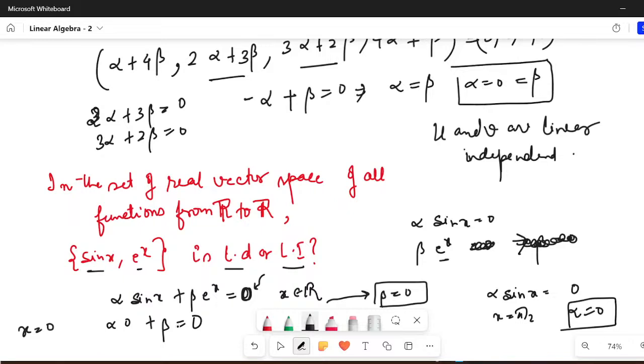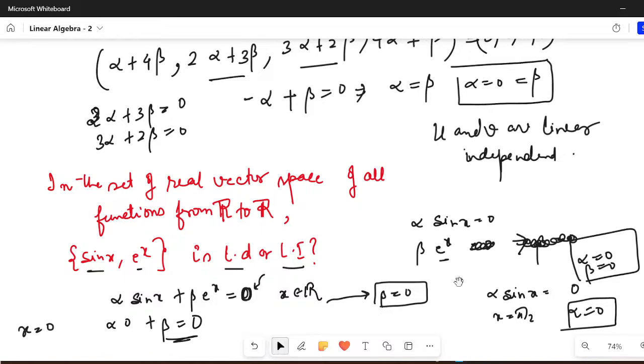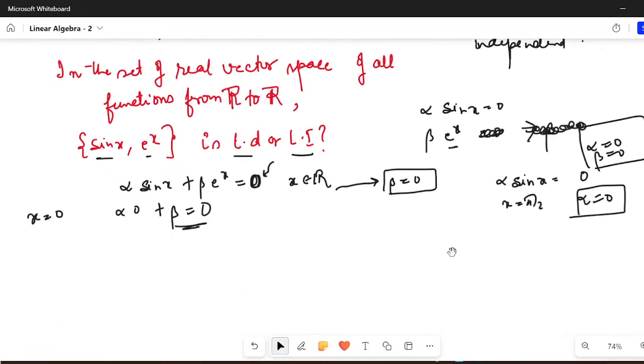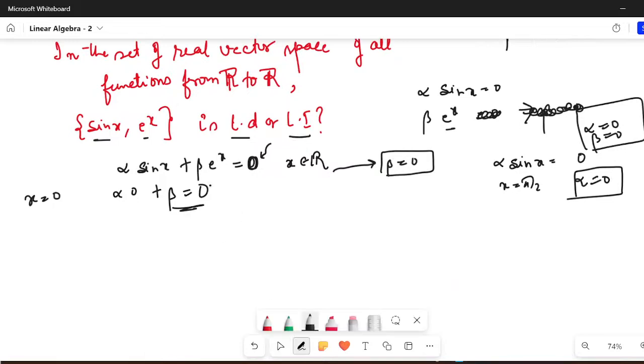If it is true for 0, then beta should be equal to 0. And simultaneously, it should be true for x equal to pi by 2 also. Then for x equal to pi by 2, I'm getting alpha equal to 0. So clearly I can say that alpha should be equal to 0 and beta should be equal to 0. There is no other way out. Or otherwise you can also think this way.